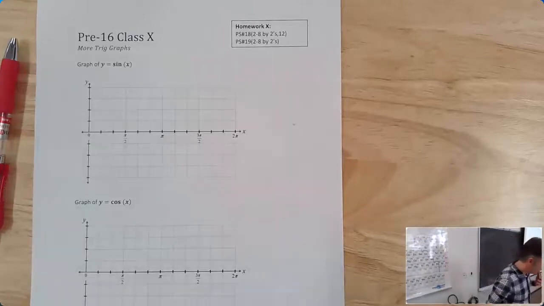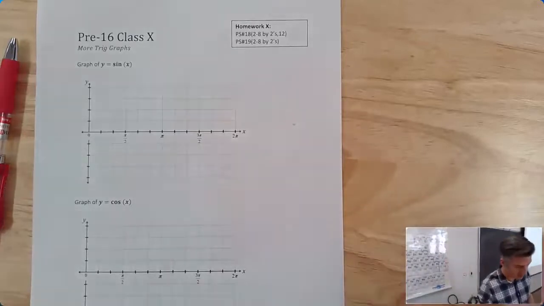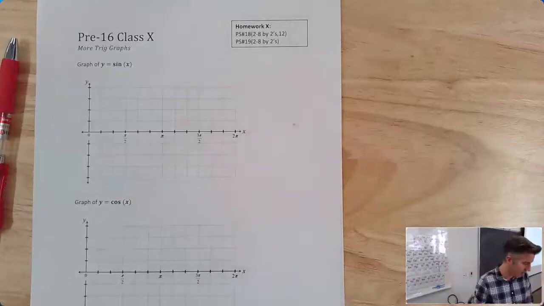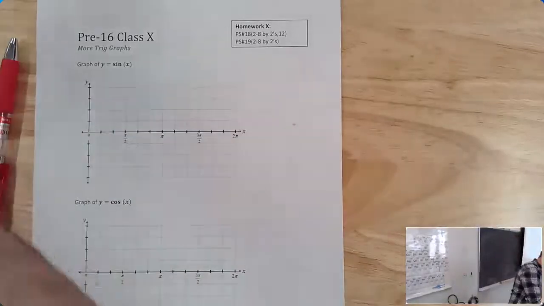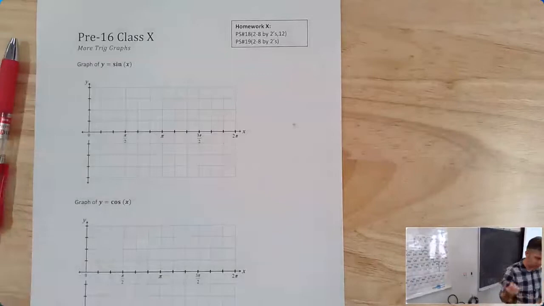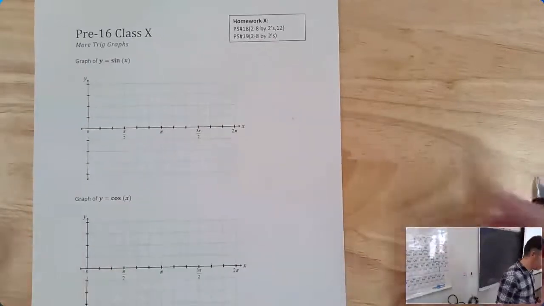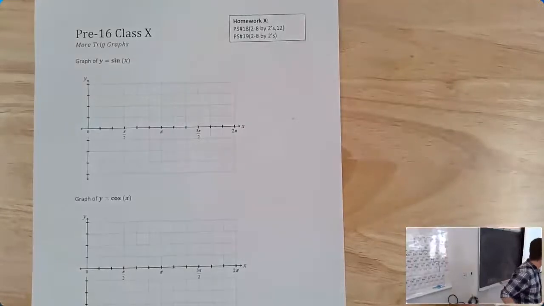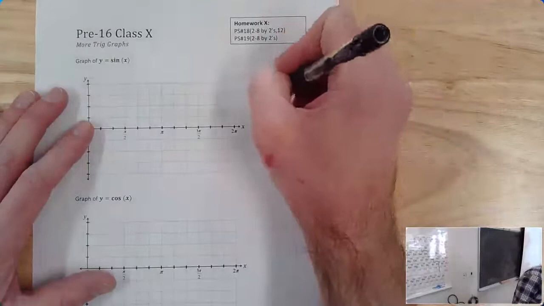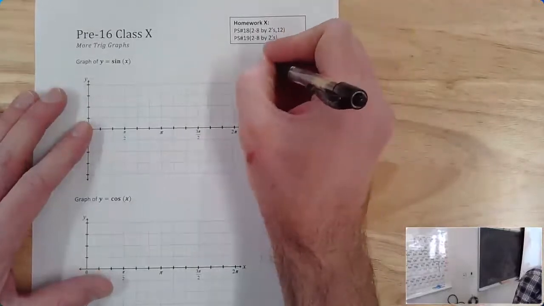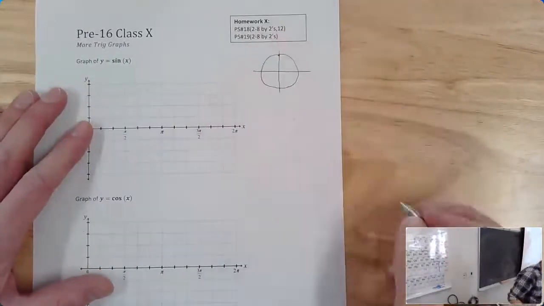Let's talk about graphing some trigonometric functions, specifically sine and cosine. So graphing sine and cosine. When I think about graphing sine and cosine, I usually start with drawing a little unit circle. So I'm going to draw myself a little unit circle over here with the usual 4 points on the unit circle.